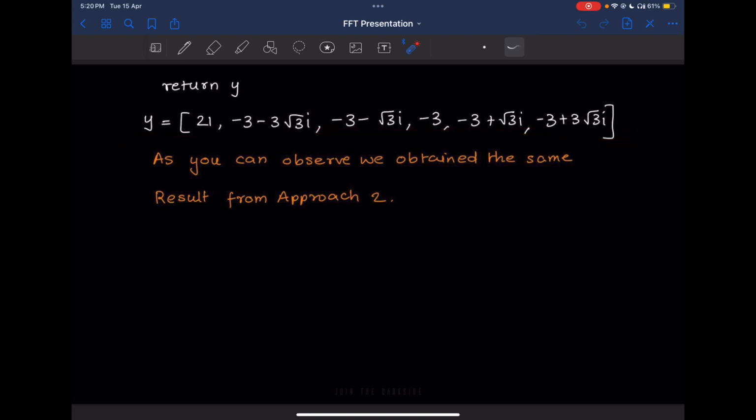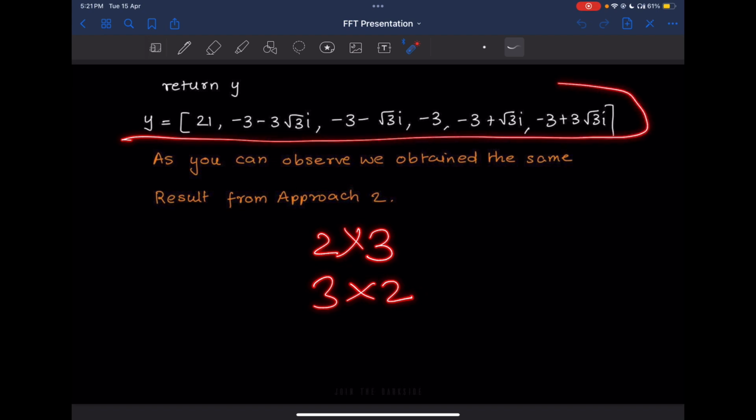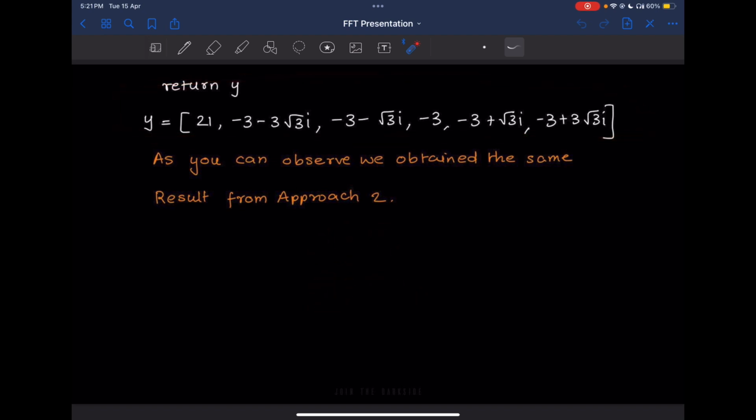So it doesn't matter the order in which you apply the radix FFT, either you apply the 2 times 3 radix approach or 3 times 2 radix approach, the final answer would yield the same value with the same time complexity. So that is my presentation on how we can use the mixed radix FFT approach to actually make efficient computations.